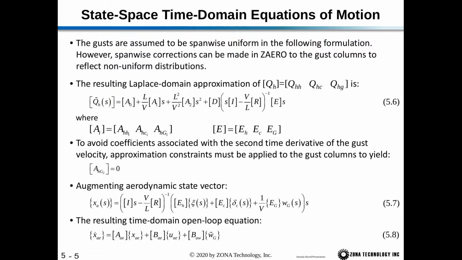Now, augmenting the aerodynamic state vector XA, remember XA is our lag terms, now has this additional EG term for the gust, and now the resulting time domain open loop equation is given in 5.8. So we have x dot AE is AAE times XAE plus BAE UAE. These first two terms are just the aeroelastic plant model, which we've seen before, and now we add on some new B terms, BAW times W tilde G.